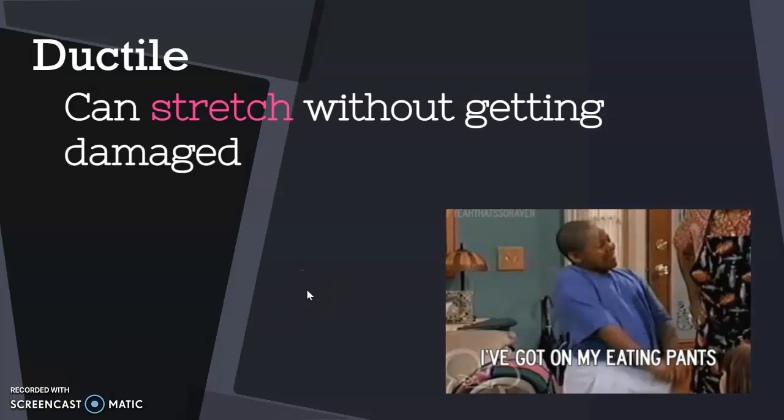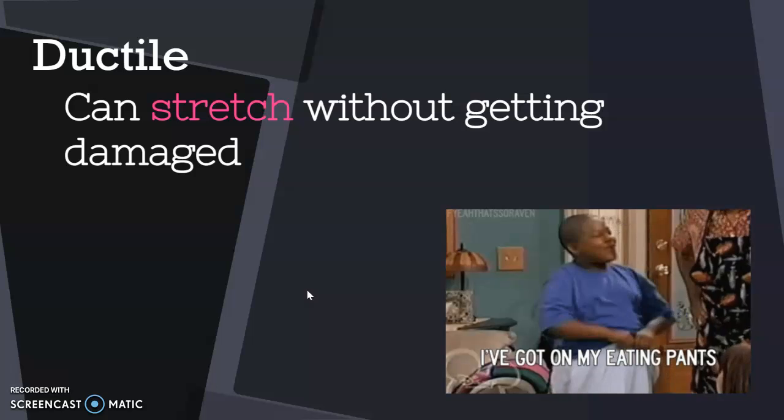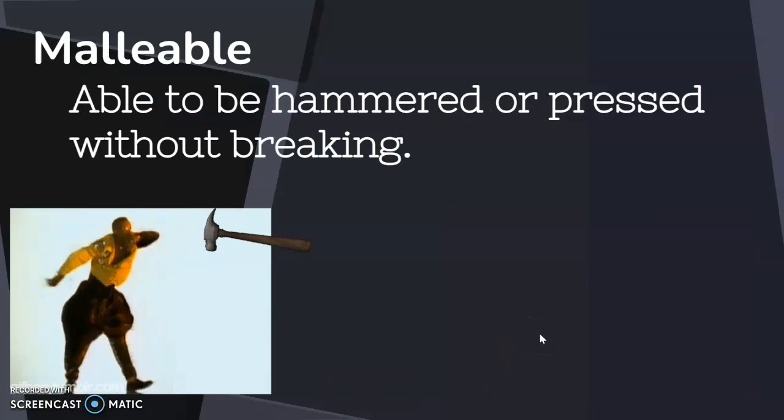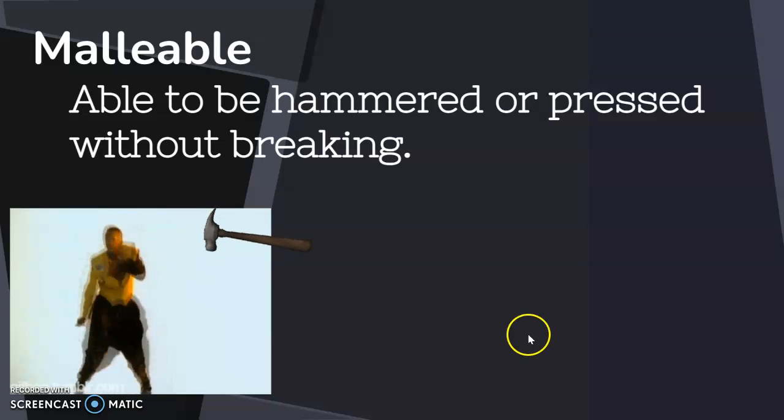Ductility just means being stretched without getting damaged. So examples of this would be like copper wire. Copper is very ductile. We use it in copper wiring. Malleability is the ability to be hammered or pressed without breaking.